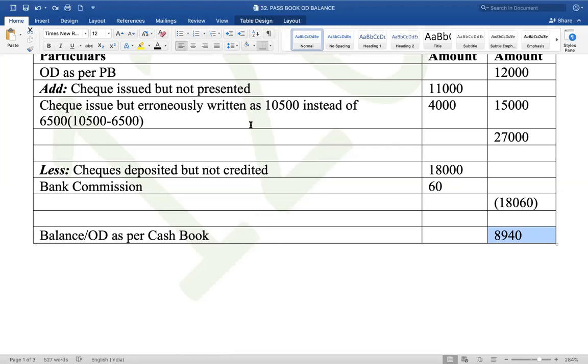What you get is this: 8,940. What is this? Overdraft as per cash book. So this is not a positive balance. This is overdraft. Questions, please. Doubts and questions here.